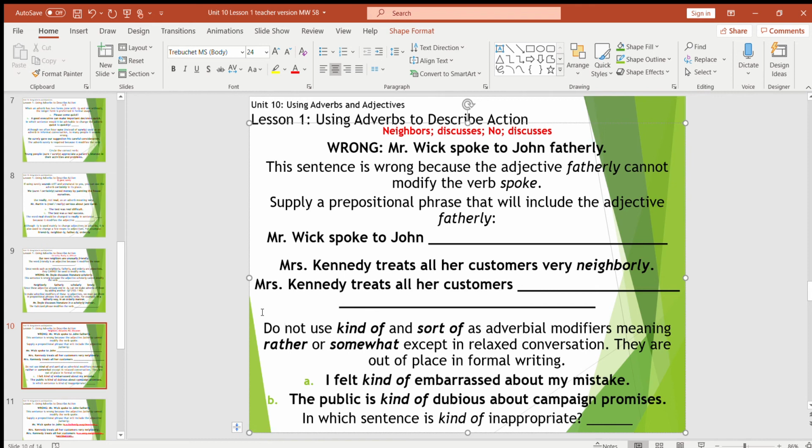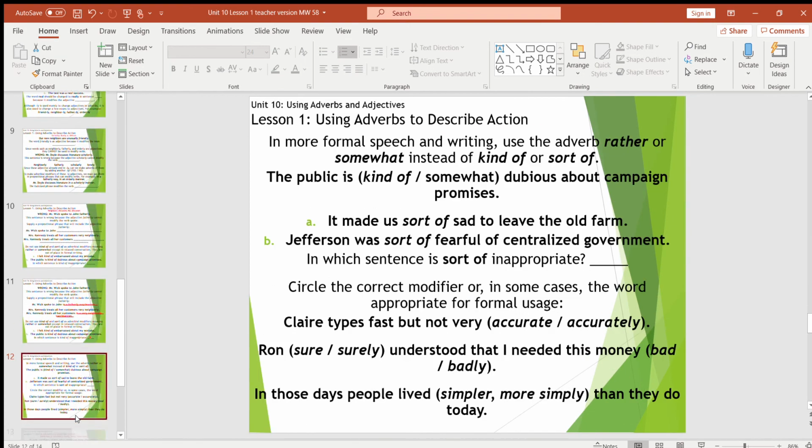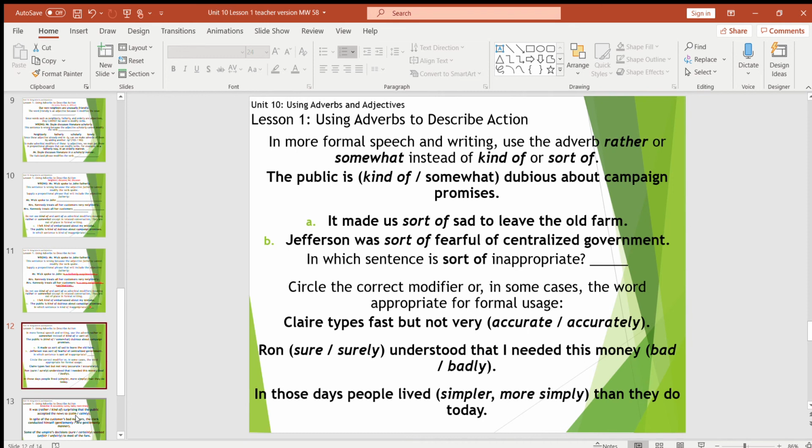So I felt kind of embarrassed about my mistake versus the public is kind of dubious about campaign promises. Which sentence would kind of be more inappropriate? B, right? It's a more serious topic there, so it's more formal. Answers. So in more formal speech and writing, use the adverb rather or somewhat instead of kind of or sort of. So the public is kind of or somewhat dubious about campaign promises.